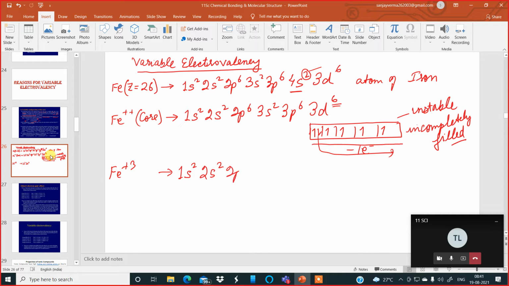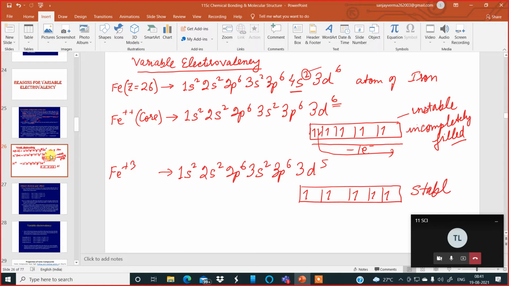2s2, 2p6, 3s2, 3p6, and then we have 3d5. Now the d orbital has 5 electrons altogether. 1, 2, 3, 4 and 5. Now this is stable. This 3d subshell having 5 electrons is more stable. The reason is it is half filled.